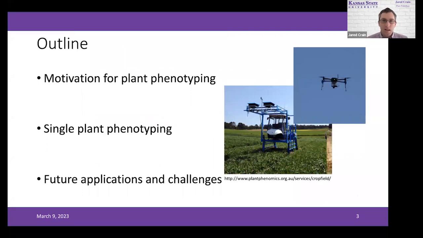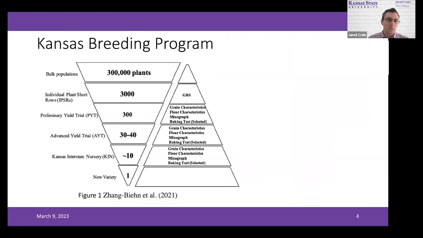So for the webinar today, I just want to introduce the motivation for plant phenotyping, and then why we went to this single plant phenotyping effort, and at the end, look at future applications, where I see this going in the future.